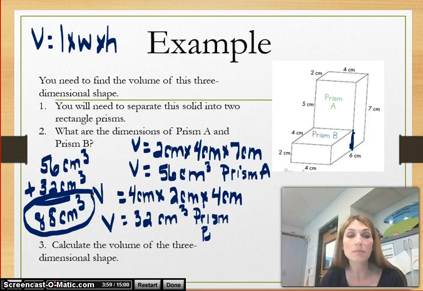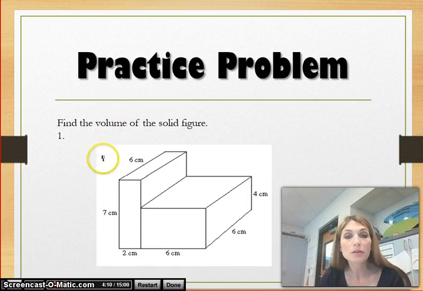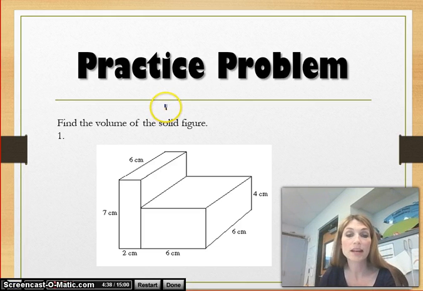Now we're going to use this same thinking and understanding and formula as we work through some practice problems together. So here is our first practice problem. We've got to find the volume of this solid figure. And you'll notice here before you work this on your own that this line has already been provided for you. So you can think of this as prism A and prism B or vice versa. And we're still going to want to use length times width times height to find our answer. So go ahead and work this problem on your own, and then we'll go through it together. And whenever you're ready, press play.